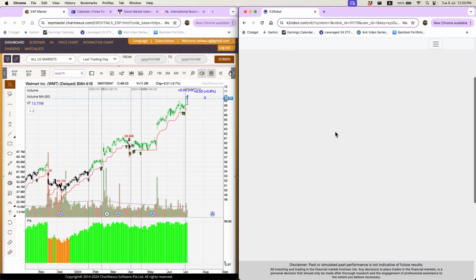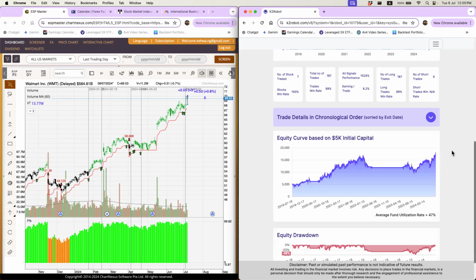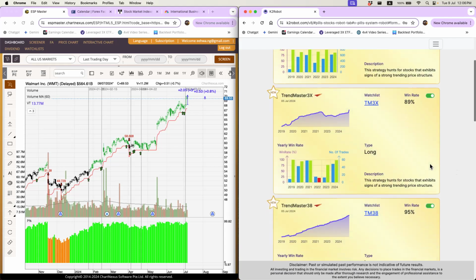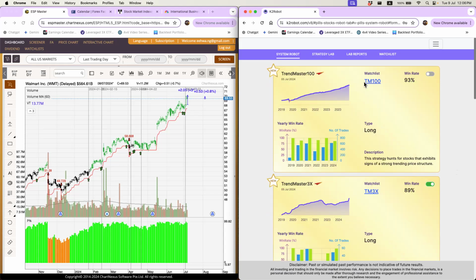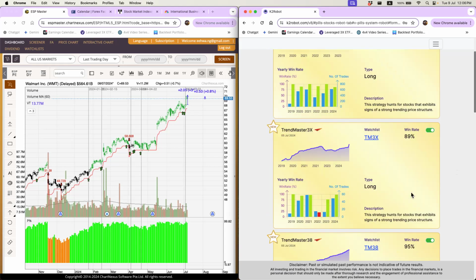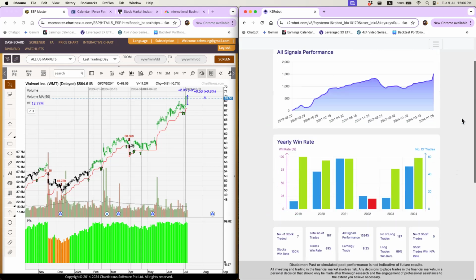So by a combination of these 7 ETFs, it gives you a more aggressive positioning in terms of trading using the robot. If you click on the mini chart, you see the fund utilization is actually much lower because there are only 7 stocks inside this robot. So that is why it is trading much less often, okay, only 47% fund utilization rate. So it is a good idea to combine 3X with one of the TrendMasters that you are trading, either 38 or 100. Okay, so let me go back to the performance and show you.